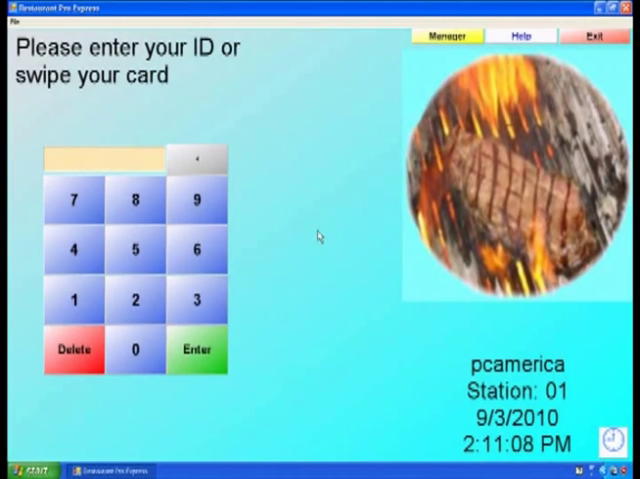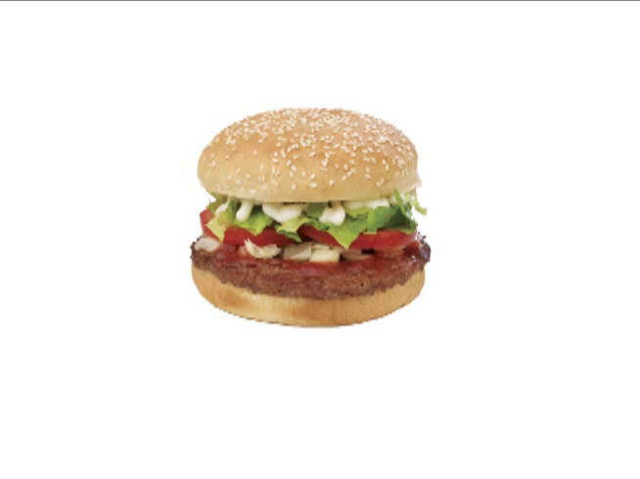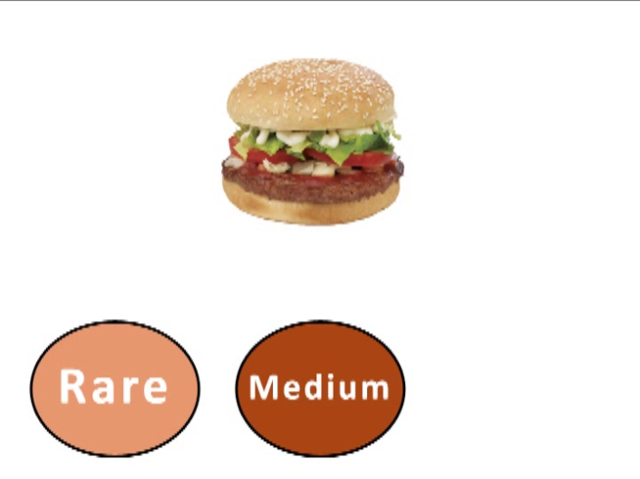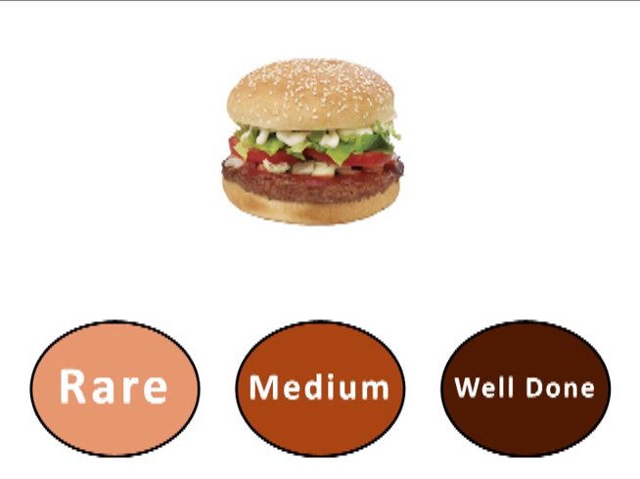Modifiers are a way to allow options to be selected for an item being sold on an invoice. For example, if you sell hamburgers and would like to give the customer the option of how they would like the hamburger cooked, rare, medium, or well done, we can then create modifiers to edit the item.